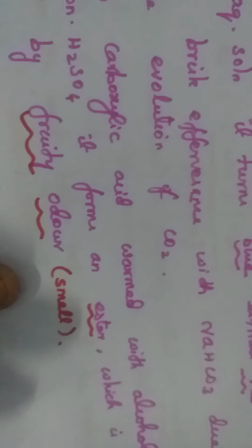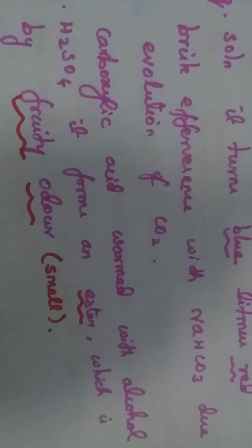What are the three tests for carboxylic acid? First, it turns blue litmus to red. Second, it gives brisk effervescence with sodium bicarbonate. And third, carboxylic acid reacts with alcohol and gives an ester, which is identified by its fruity odor.